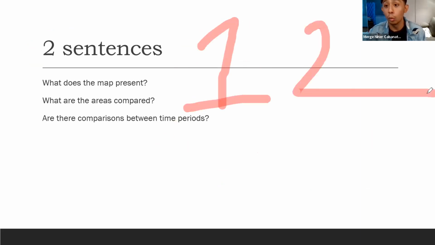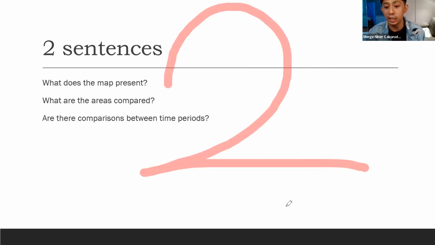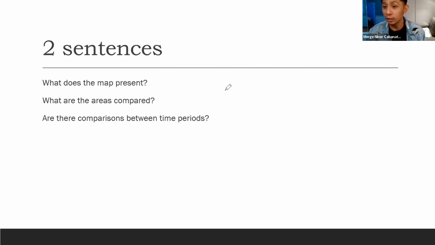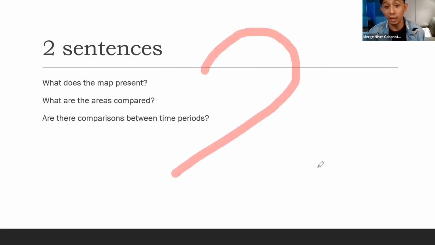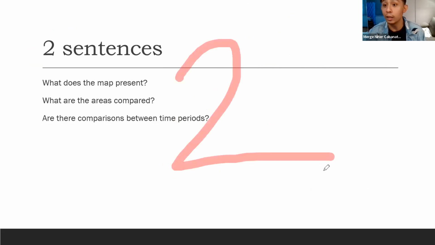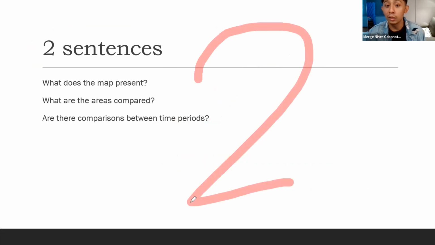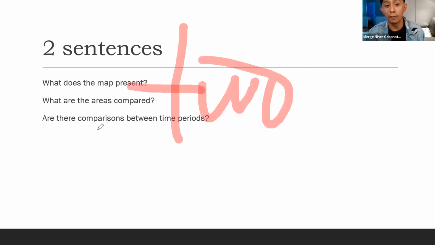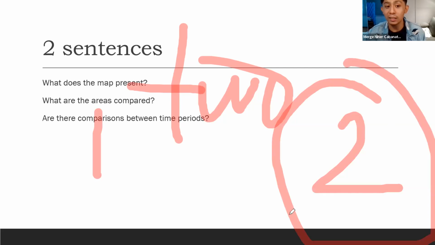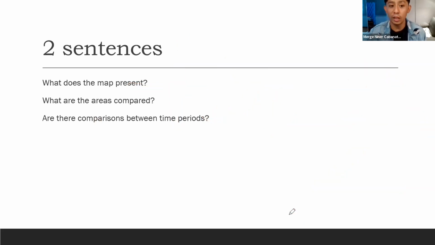You need to write 2 sentences. Sir, can I write 3? Did you hear me say 3? What did I say? 2. Sir, can I write 4? Did you hear me say 4? What did I say? 2. How many sentences should I write? 2. You have 1 sentence, you have 2 sentences, you will write 2 sentences for the introduction.